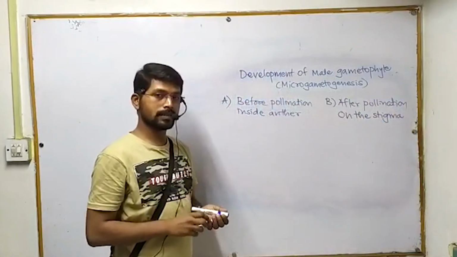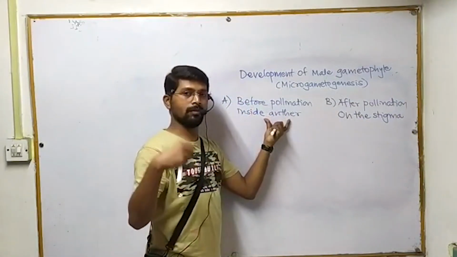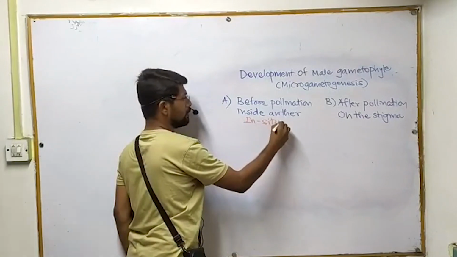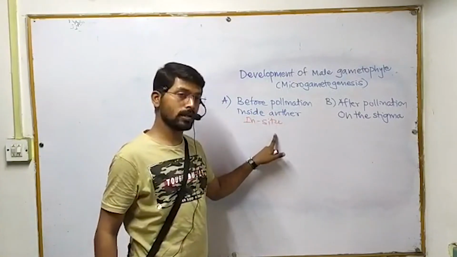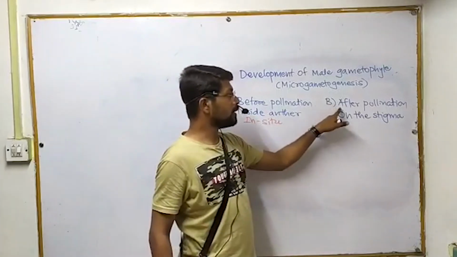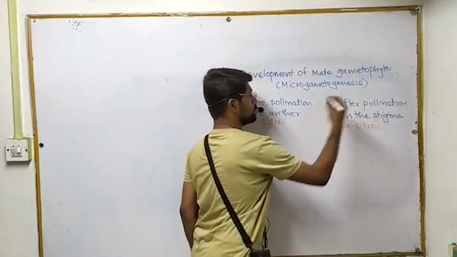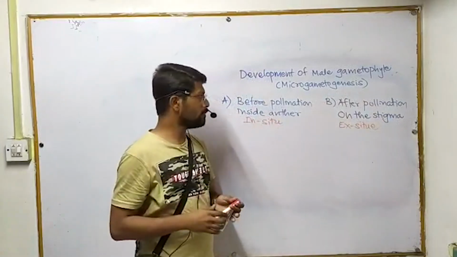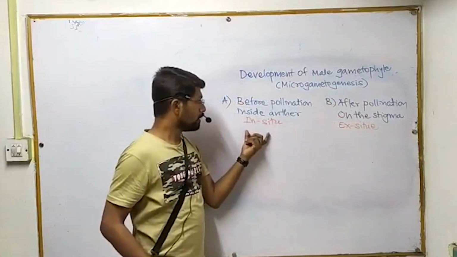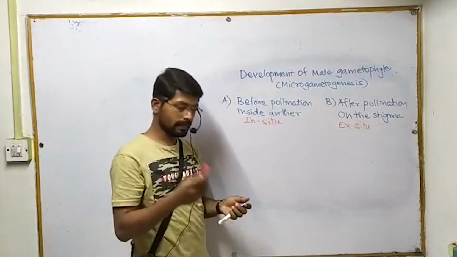One more concept you can explain here: before pollination, inside the anther. Anther is the native place of microspore, and therefore this development is also called in situ development, in the original place, in the natural place. And when pollen is released from the native place, they will come in contact with stigma. Now this development is called ex situ development. So these two parts are given in your notes. This is very important: before pollination inside the anther, and after pollination on the stigma. You can call the first in situ, and the second ex situ. Now let us discuss one by one.